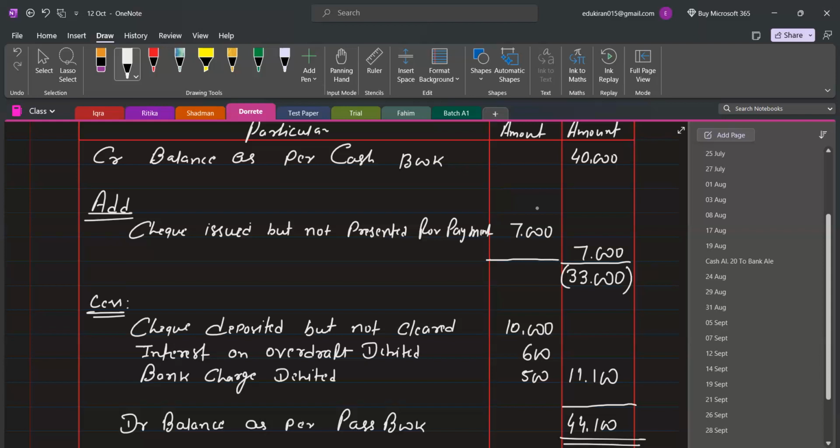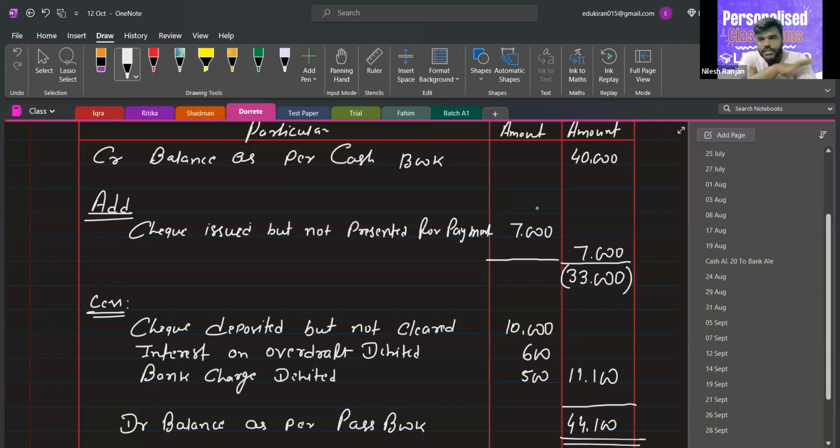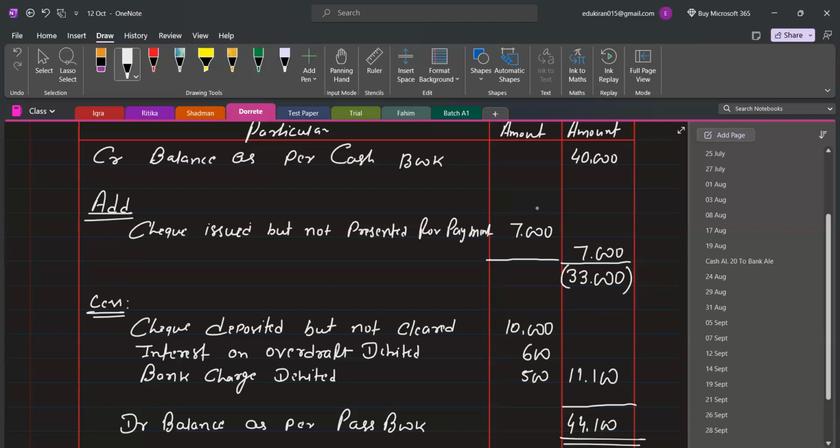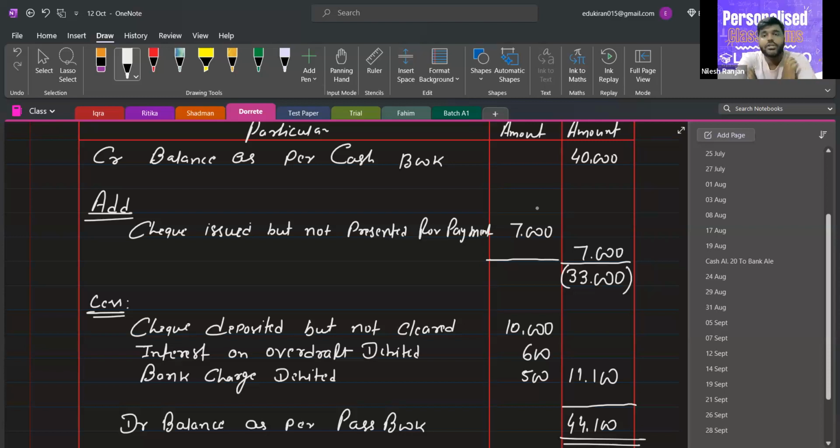Confused? I told you that the thinking process is the same. If the answer is that we have to add the item, then we will deduct it, because due to negative balance, plus will convert to minus and minus will convert to plus. That's why if your answer is to add, then you will deduct the item. If your answer is to deduct, then you will add the item.